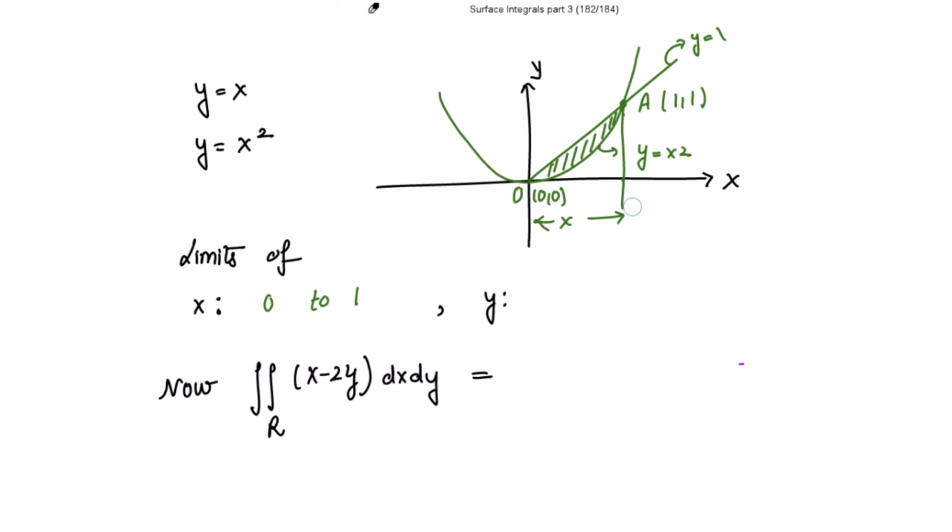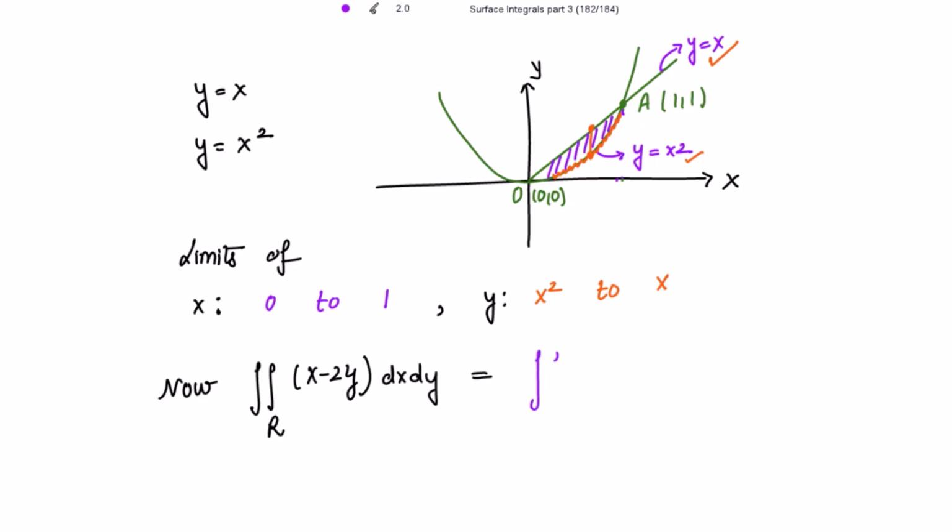And the limits of y. Now for this region, if I consider any point, let's say here, what is the value of y at this point? At all these points, the value of y is x square. And if I reach from this parabola to this line, what is the value of y on this line? It is y equal to x. So the limits of y become from x square to x. So this is equal to the double integration of x minus 2y.